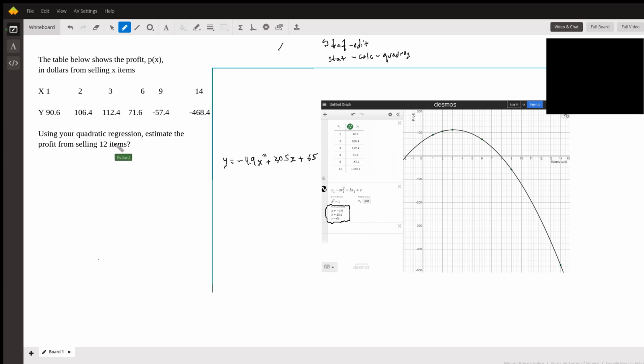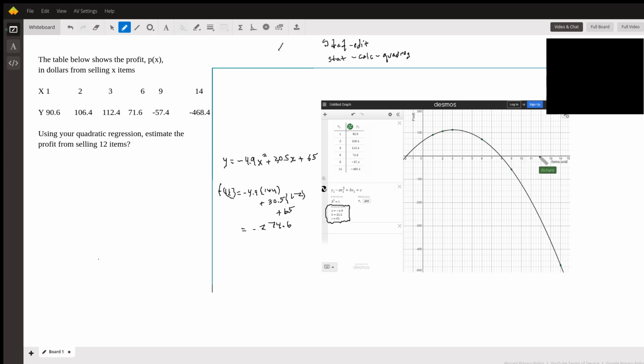And all we're being asked for now is to plug in 12. So f of 12 is going to be negative 4.9 times 144, which is 12 squared, plus 30.5 times 12 plus 65. And when you put all that into your calculator, you're going to get negative 274.6. You shouldn't be surprised to see a negative profit.